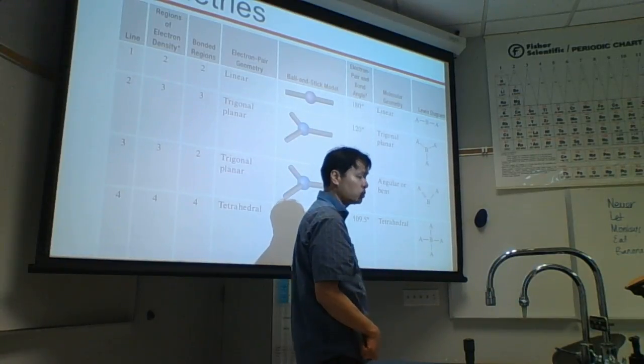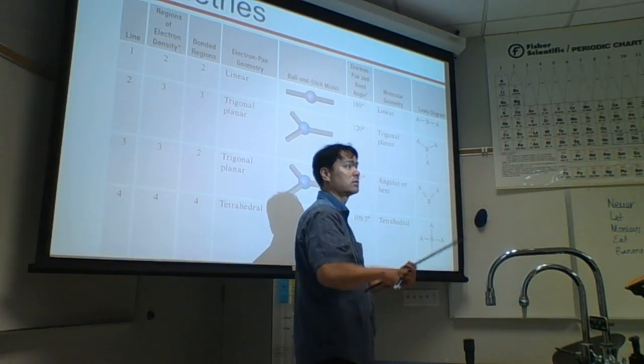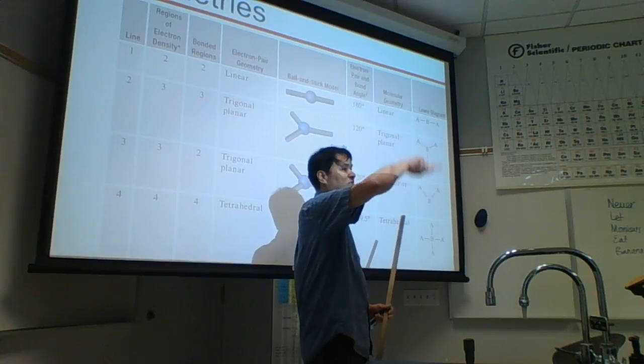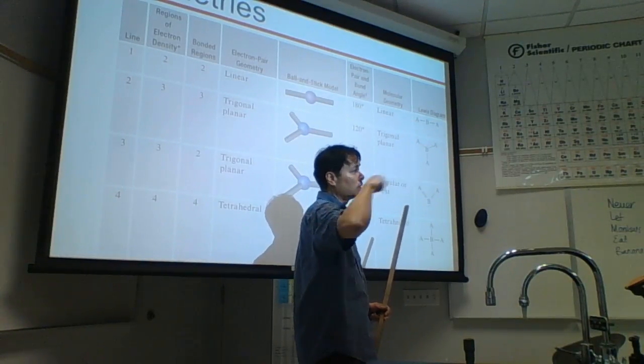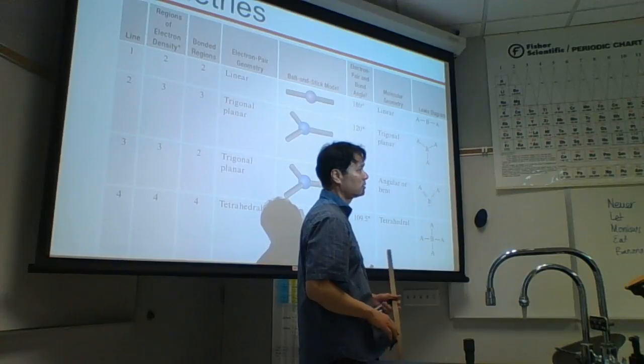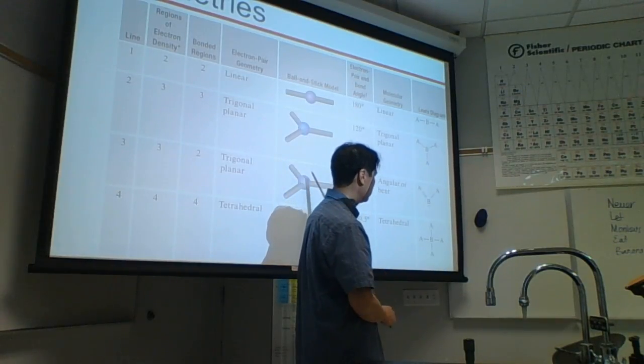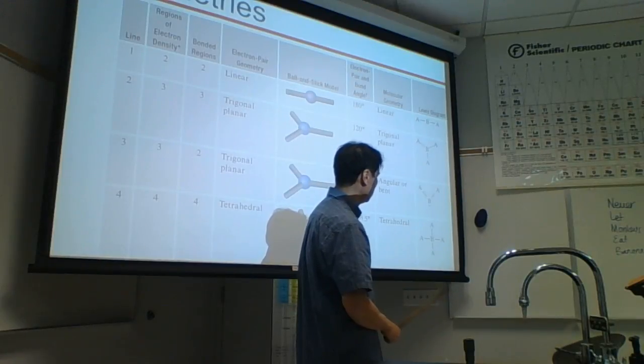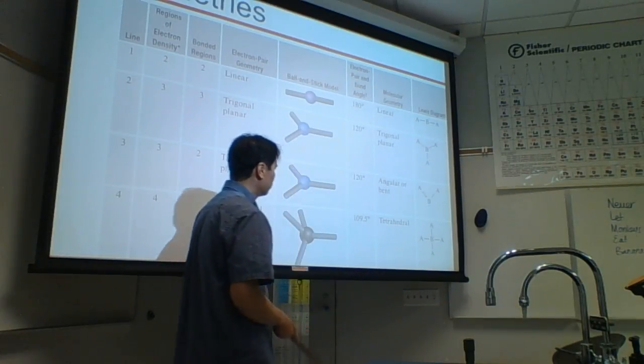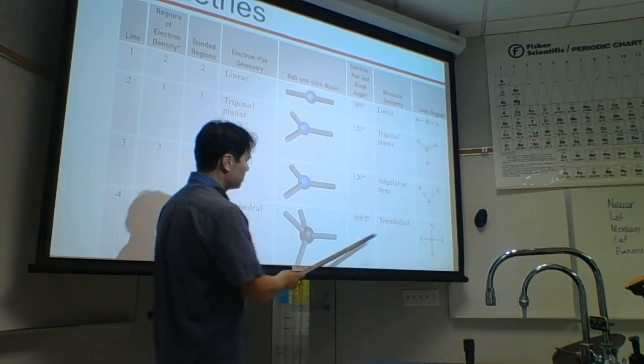Water, when we think about the shape of water, we just think it's kind of like a boomerang shape, bent, or angular. But in reality, it's got 2 shapes. One is the electron geometry. Water is actually a tetrahedral electron geometry, but it's bent or angular. And so let's take a look at something that's tetrahedral.